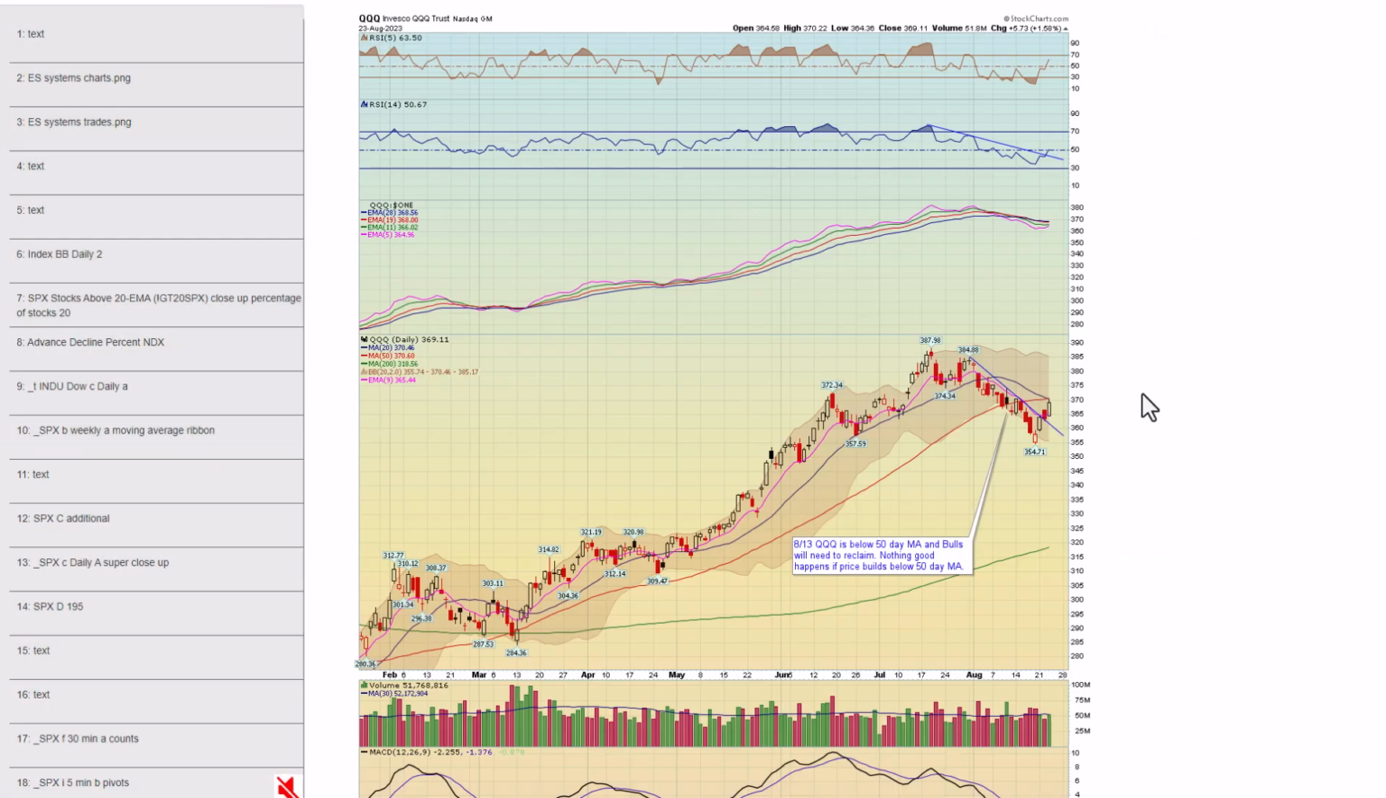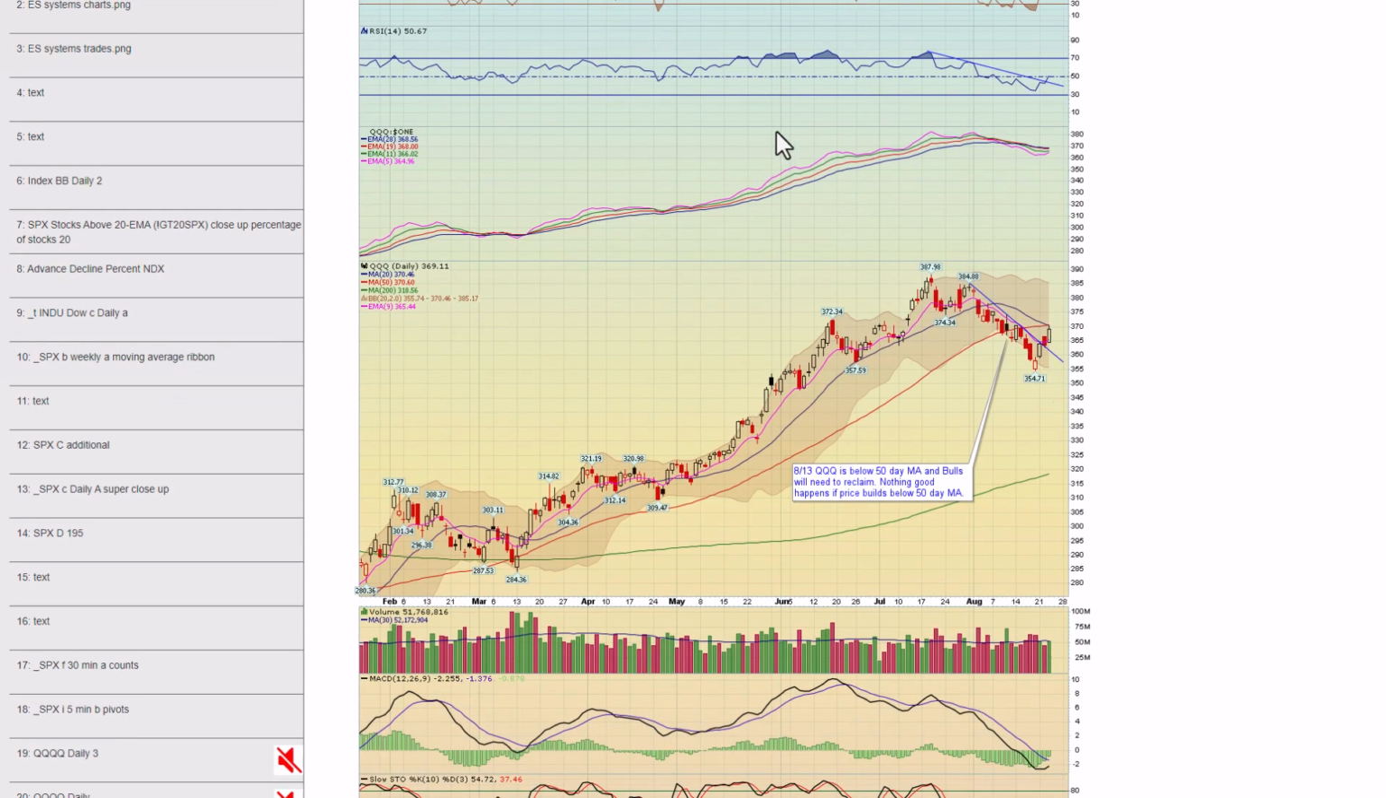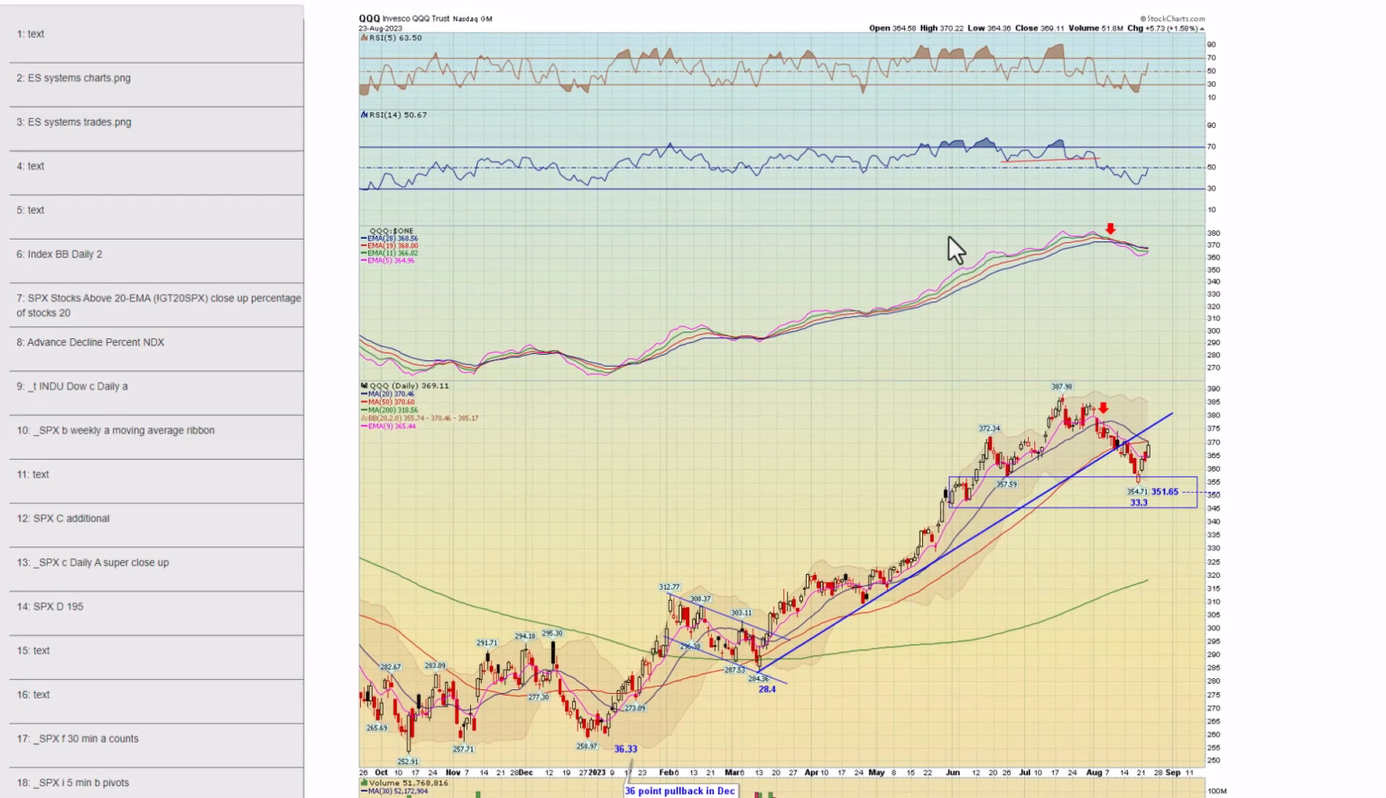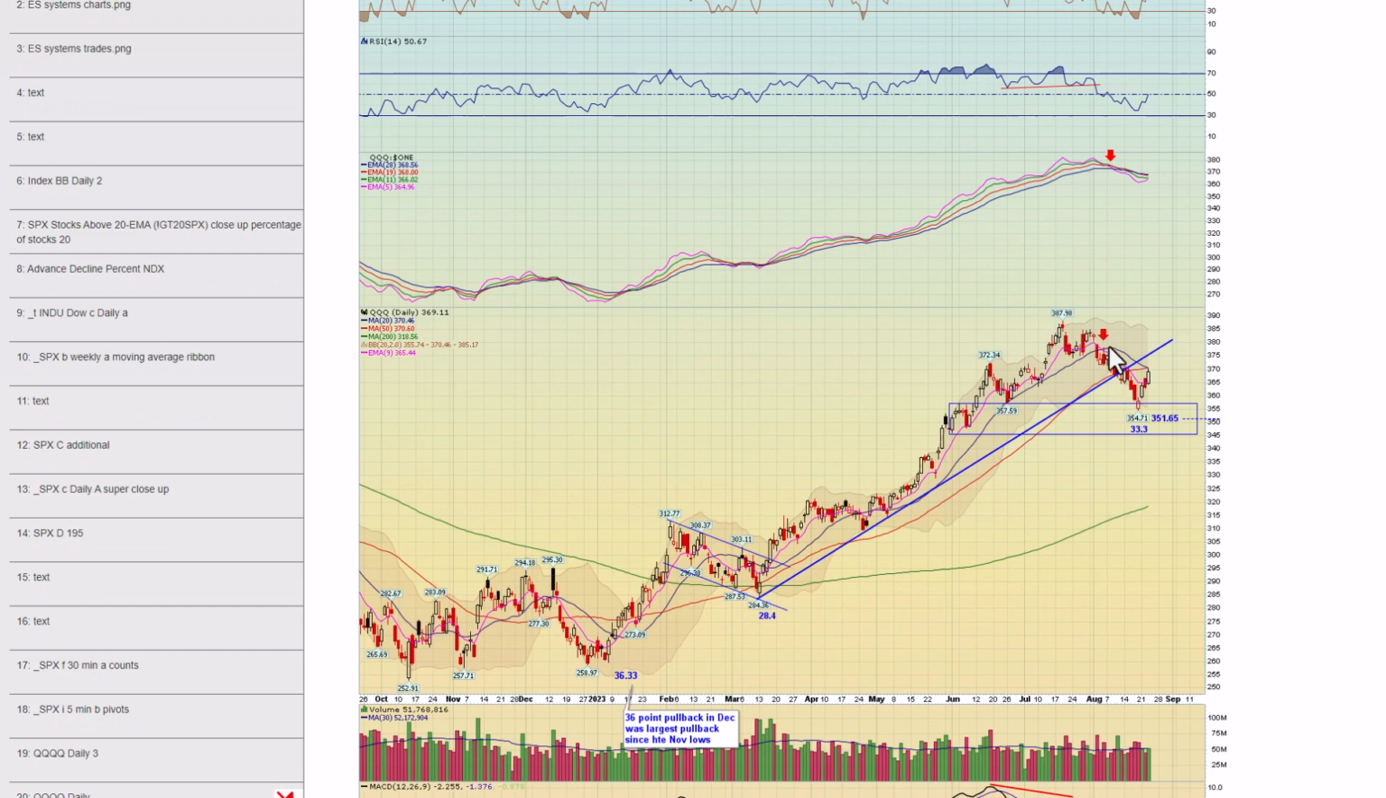Chart 19, here's the triple Qs. Again, they broke this little trend line yesterday, technically moved up today, but again, you have the 50 and 20-day moving average right here to monitor. Next. Chart 20, here's another daily view of the Qs.